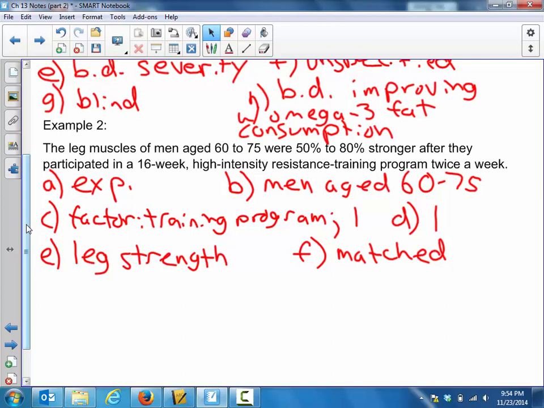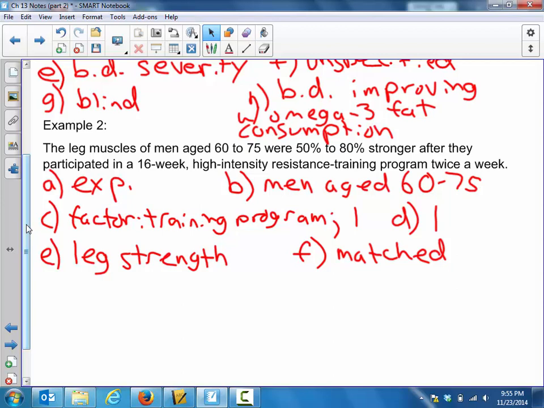Why is it matched? Well, because what they've done is they're comparing, let's say you are a man in this age range. Your leg strength is going to be gauged, looked at before this high-intensity resistance training program. Then, at the end of the 16 weeks, you will be looked at again. So you're being compared to yourself. Okay? Think back to the twins. If you had identical twins, you could assign them to 2 different treatments and then compare how they do after those 2 treatments.